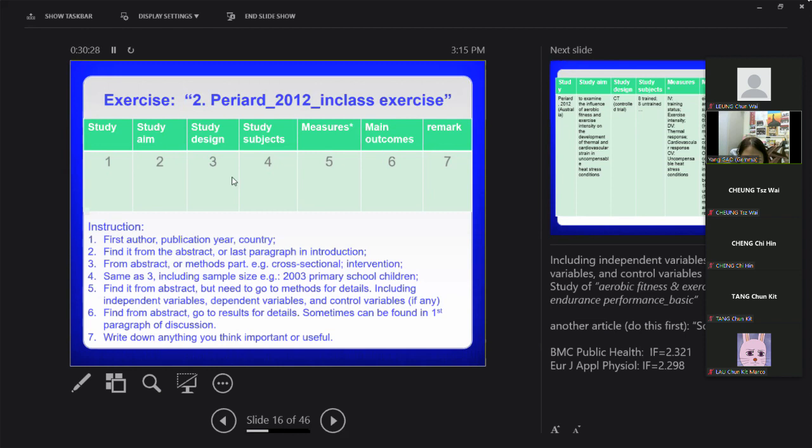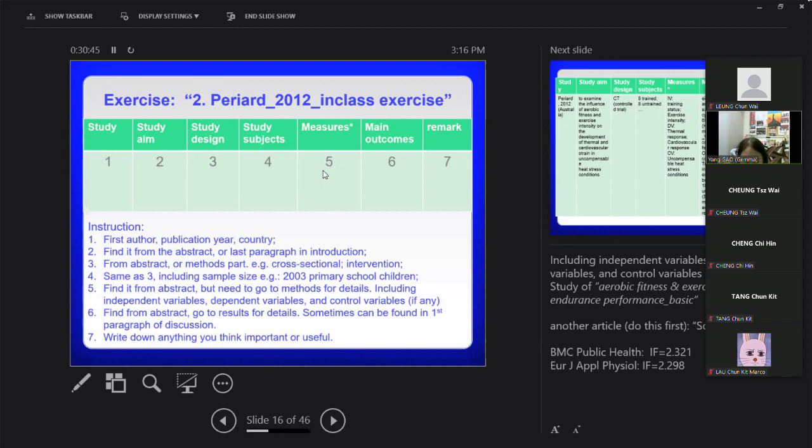And also draw the study design. So number 3, we look at here. Usually you can also find this information from the abstract. And also number 4, also from the abstract.